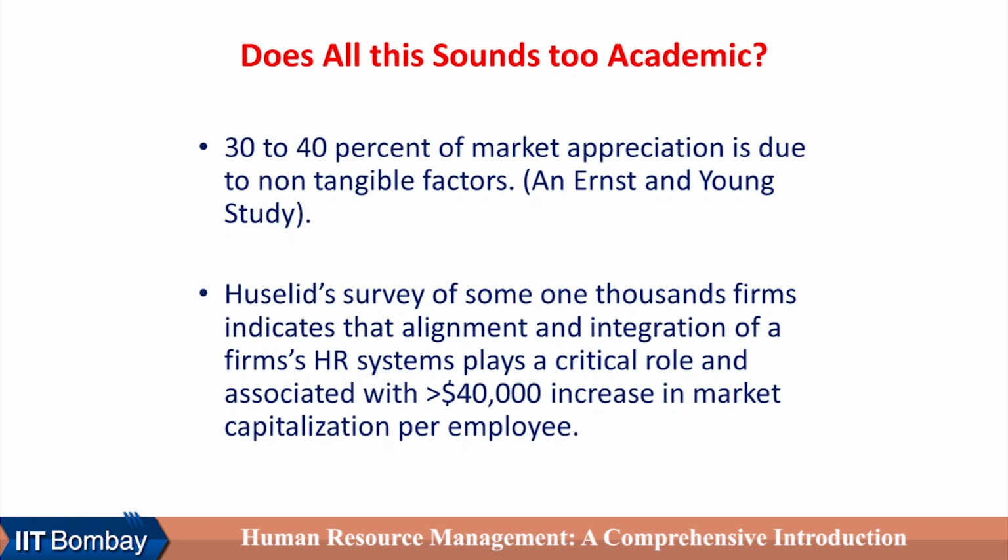Then there is a very oft quoted Hewlett survey of about 1000 firms that indicates that alignment and integration of a firm's HR system play a very critical role, and they calculated that the contribution per employee increases by more than $40,000 in terms of the market capitalization with the better HR system. So these studies suggest that if we look systematically, we can trace the impact of HR system on the tangible business results of organizations.